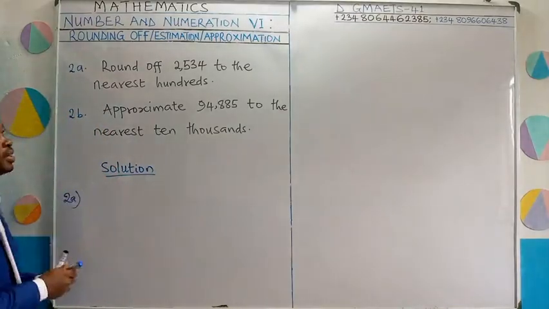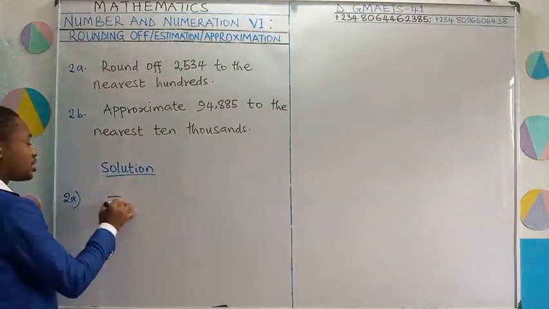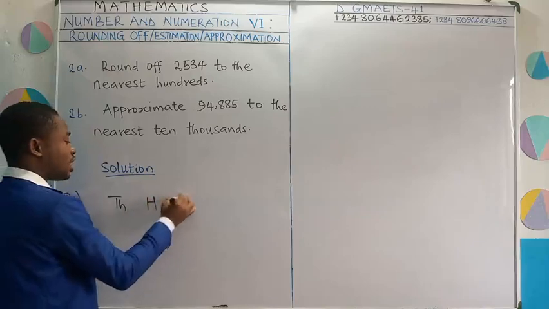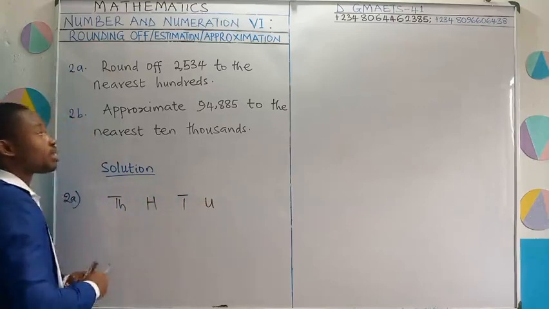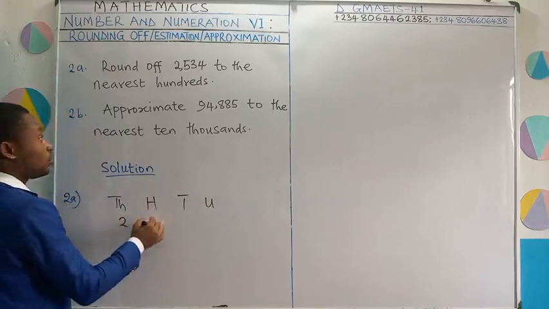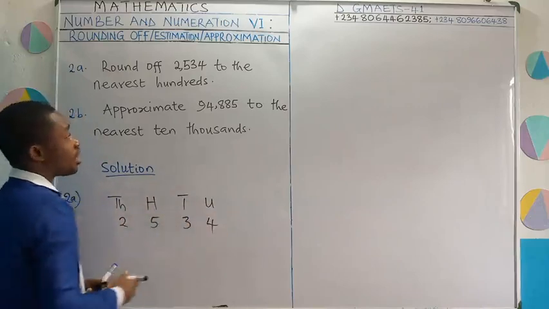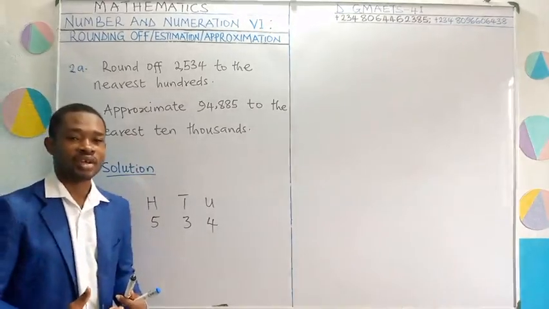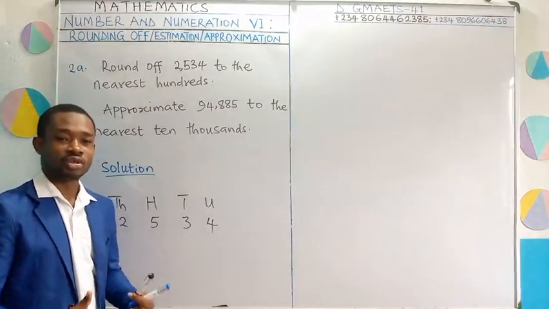Solution to 2a. Now we have this number there. The place value is 1,000. We have 100, tens, and what? Unit. Let's fix up the digits there and see. This is 2, 5, 3, and 4. We are rounding off to the nearest hundreds in question number 2a.